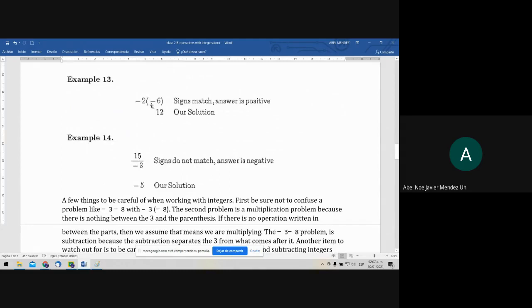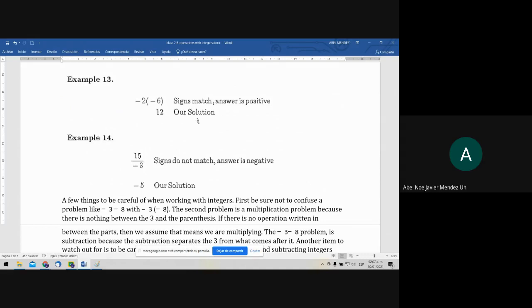Negative 2 times negative 6. If we can observe the signs match, the answer is positive. Negative 2 times negative 6 equals 12.